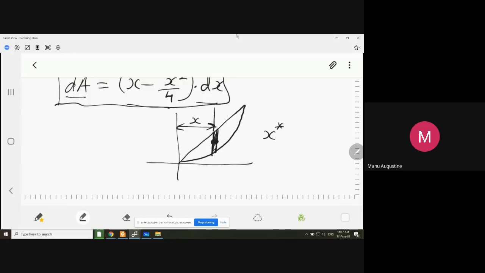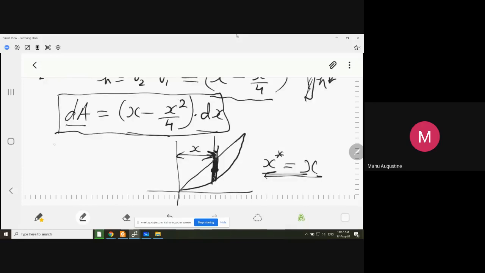Anybody? X. X star means, x, correct. Absolutely right, x is the correct answer. What does x star mean? X star is the x distance of the centroid. And since the strip is so thin that its thickness can be nearly ignored, the centroid is, although it is dx by 2 distance away from x, but we are ignoring this dx by 2 distance and we consider the centroid to be at x only. So x star is x.